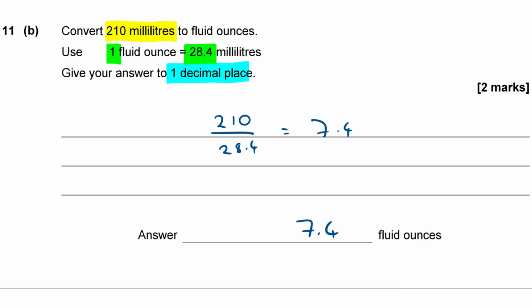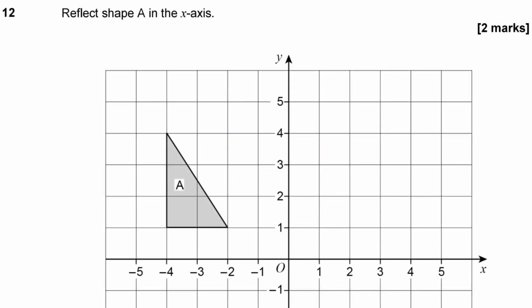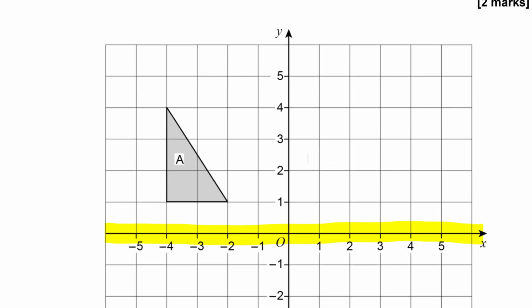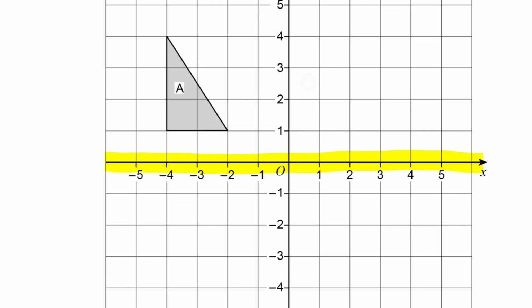Question 12. Reflect shape A in the x-axis. Now the x-axis is this axis here, so that's going to be the mirror line that we're going to do the reflection in. Don't try and reflect the shape; reflect the vertices of the shape, the corners, and then draw your lines between the corners that you have found where they lie.